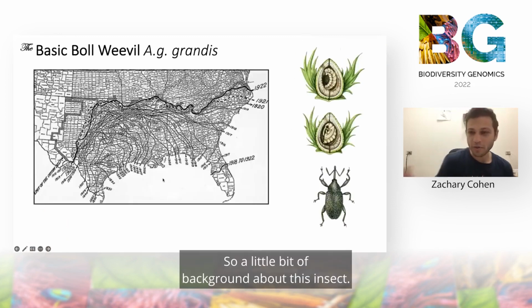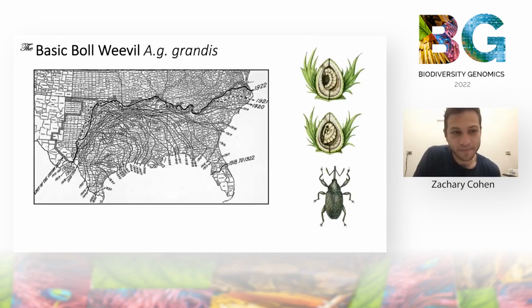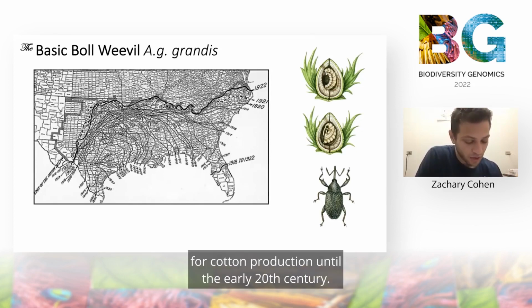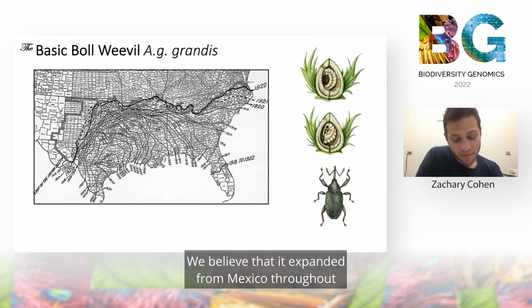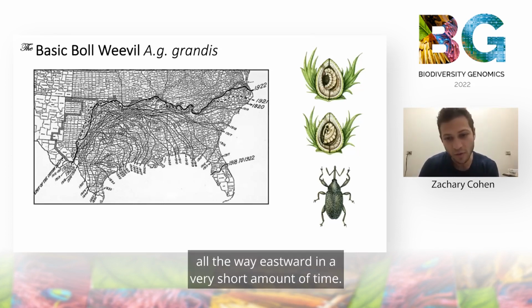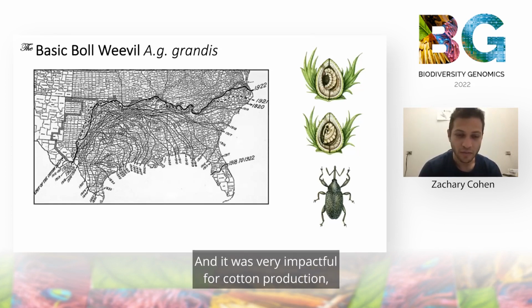Okay, so a little bit of background about this insect. It's called the boll weevil because it develops the larvae and pupae within the cotton boll. But it wasn't a major issue for cotton production until the early 20th century. We believe that it expanded from Mexico throughout the southern Texas tip there in the border, all the way eastward in a very short amount of time.